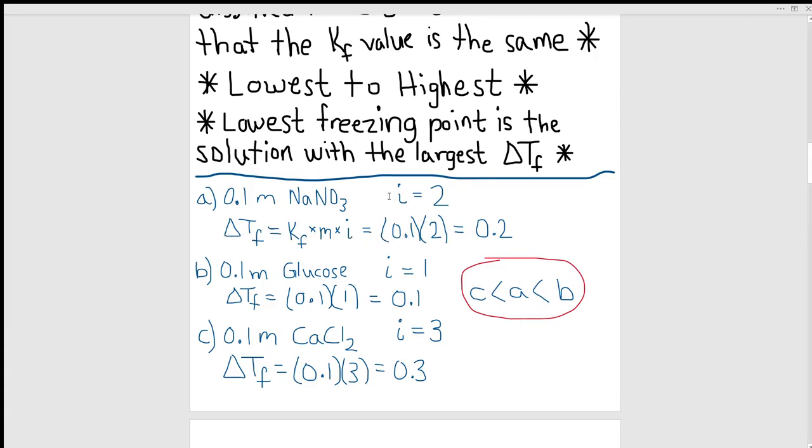The molality is 0.1, and the Van 't Hoff factor i is equal to 2. In this case, i is equal to 2 because we have two components that make up our solution. Since this is an ionic compound, when it's dissolved in the solvent, it is going to break apart into sodium cations and nitrate anions. So since there are two particles or two components of this compound, our Van 't Hoff factor i is going to be equal to 2.